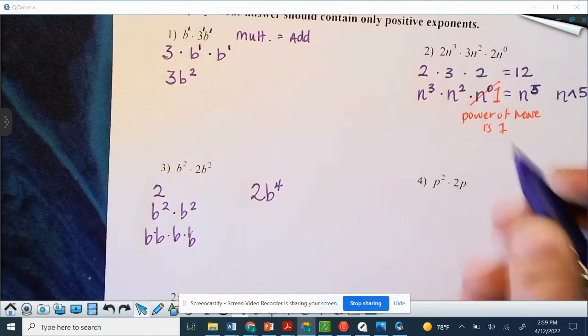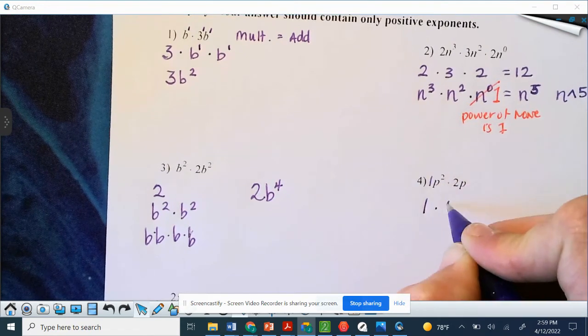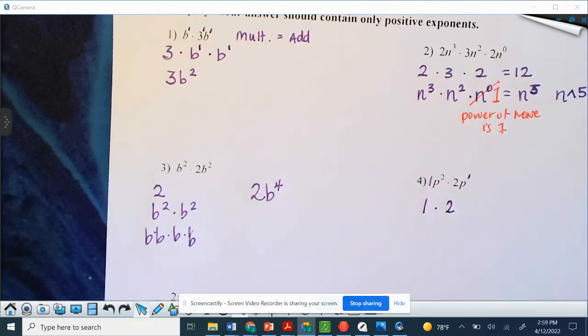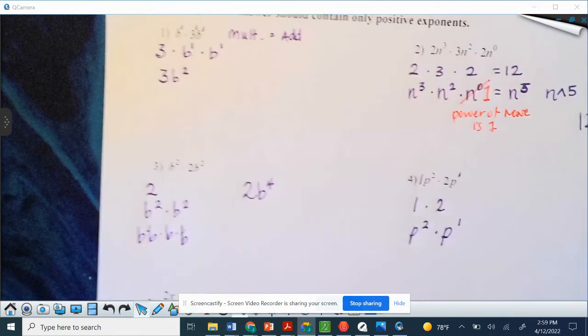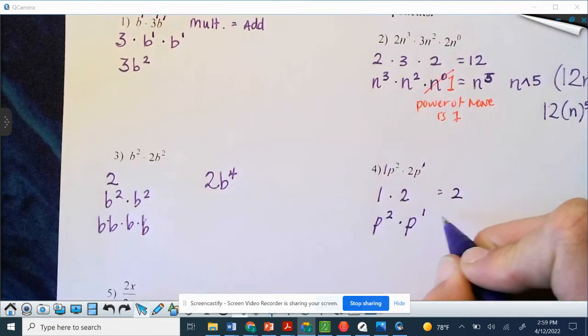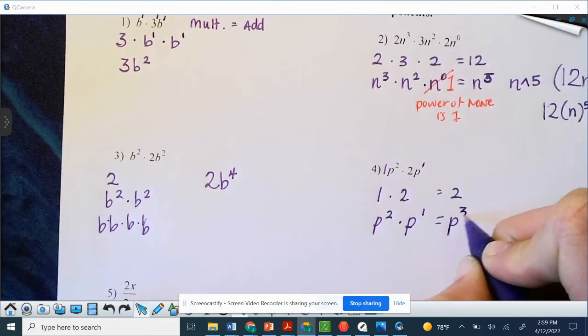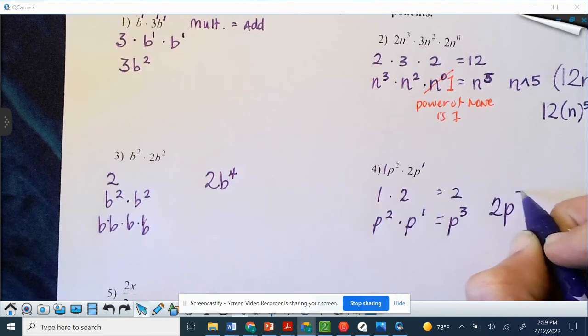So number 4, again, we could pretend like 1 times 2 if we're writing everything out. That imaginary 1 there, because there's not an exponent there. So p squared times p with a 1, because there's not an exponent there. That's going to give me 2. And 2 plus 1 is 3. So our final answer is 2p cubed.